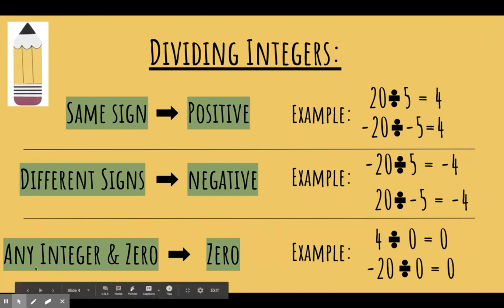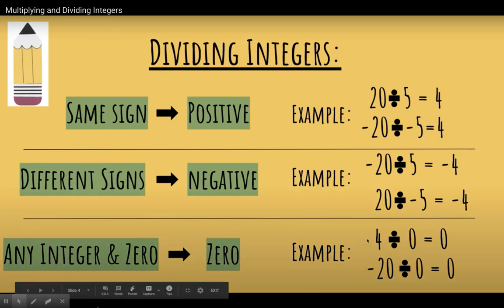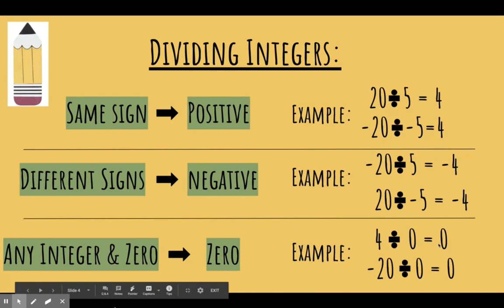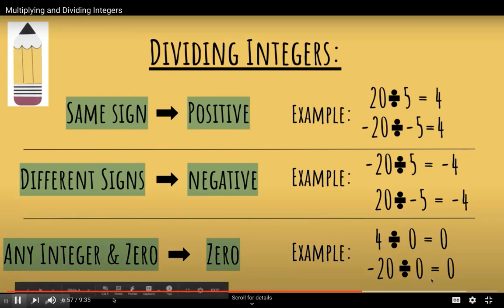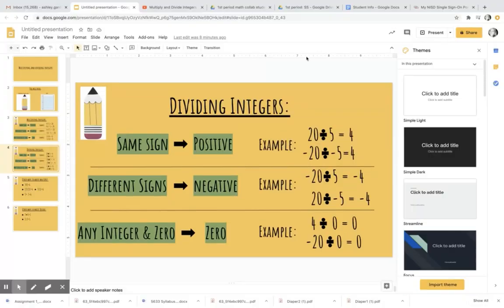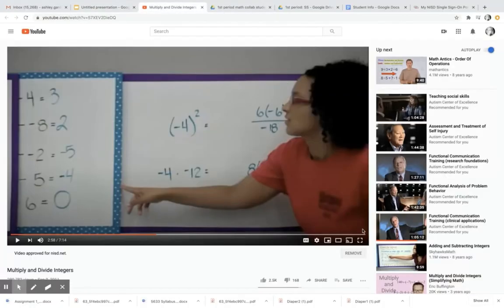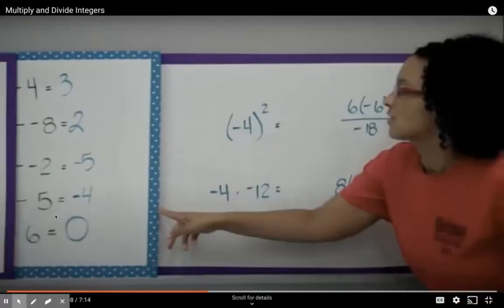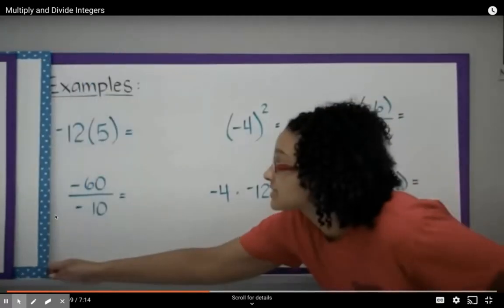And last, we have any integer divided by 0 is going to equal 0. So for your example, 4 divided by 0 equals 0, and negative 20 divided by 0 equals 0. Any number divided by 0 equals, you guessed it, 0. Okay, let's go back to our video and we're going to see some examples. So let's do some examples.